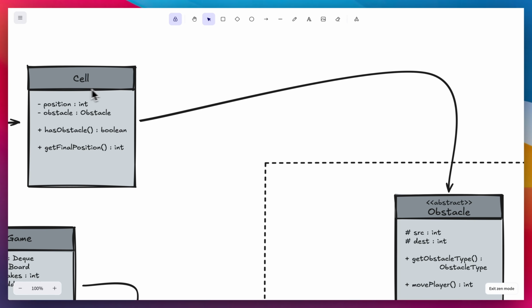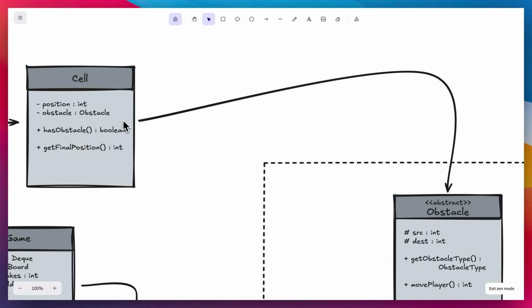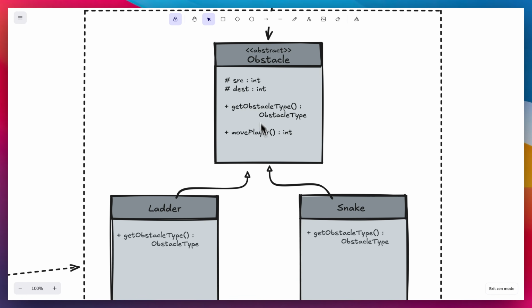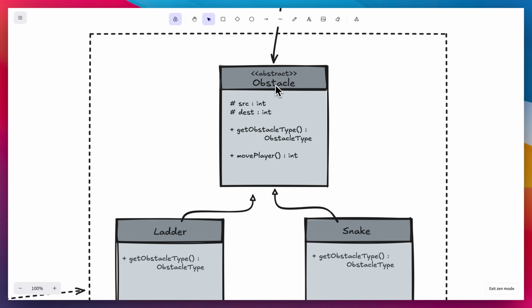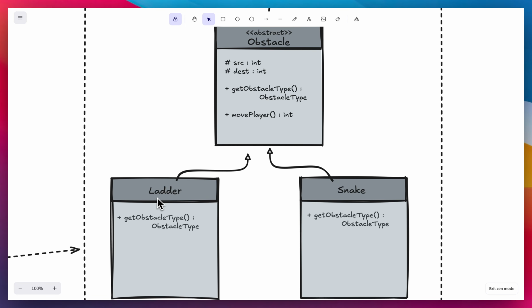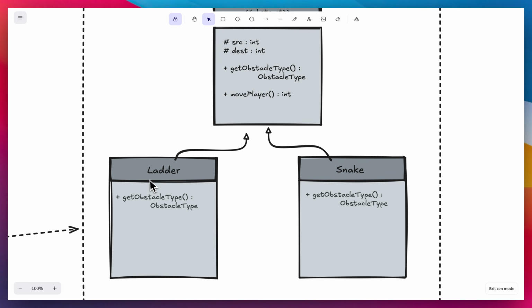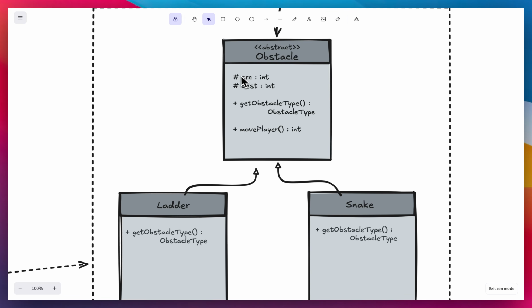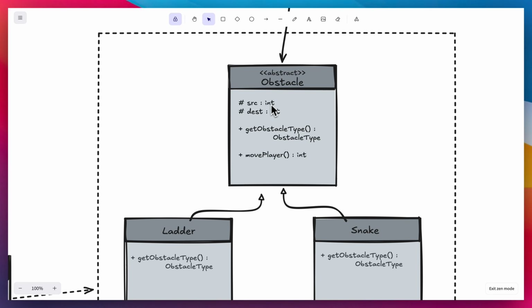So by the way, this cell is having the obstacle, right? So there is one has-a relationship, and I have made one abstract class called Obstacle, wherein all the common attributes of all the obstacles would lie. For example, ladder and snake both would have one source and destination. That's why this is present in the abstract Obstacle class. So the source in the ladder would be the bottom of the ladder, whereas the source in the snake would be the head of the snake, right?